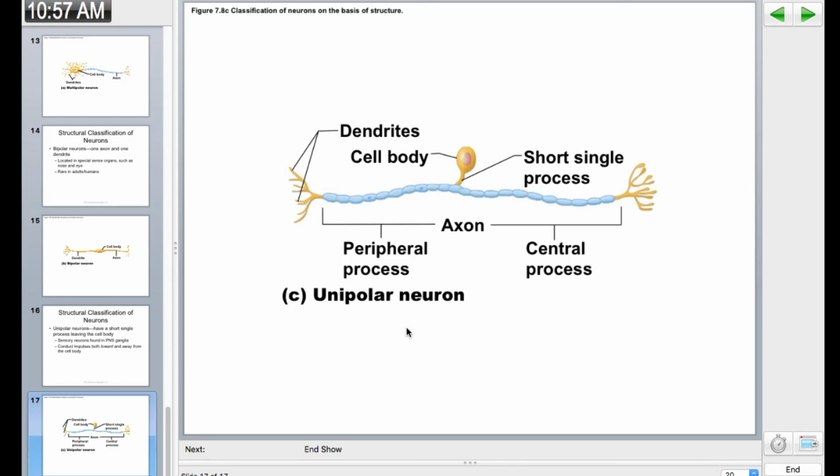So this has covered the structural classification of the neurons as well as the functional classification of the neurons.